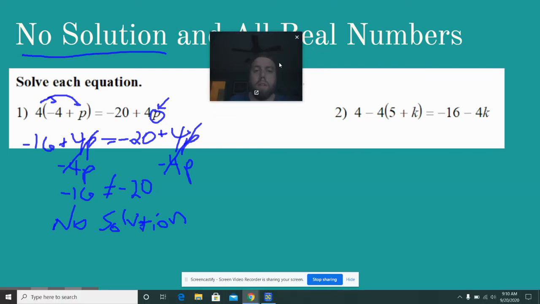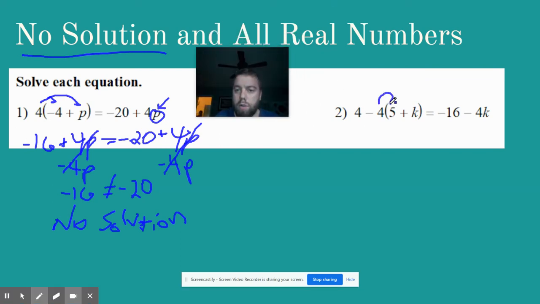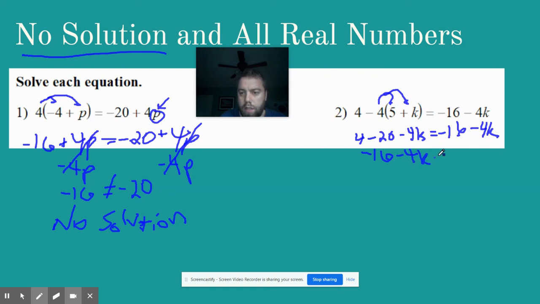Okay. Now, the other unique situation we're going to check out right now, we're first going to distribute, giving us negative 20 minus 4k, and we bring down this 4 because we haven't touched it, is equal to negative 16 minus 4k. Now, we can combine like terms. We have two constants here. They're constants because they do not have a variable. 4 minus 20 gives us negative 16 minus 4k equals negative 16 minus 4k.